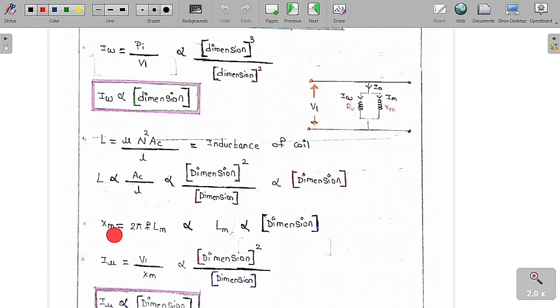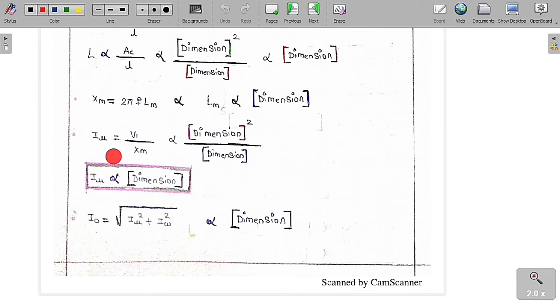Similarly, the magnetizing reactance is equal to 2 pi f into Lm. You can see clearly it is directly proportional to Lm, and Lm is directly proportional to dimension. Therefore Xm is also directly proportional to linear dimension. Now I mu is called the magnetizing current, equal to V1 by Xm. V1 is directly proportional to linear dimension squared, and Xm is directly proportional to dimension. So finally we get something directly proportional to dimension.